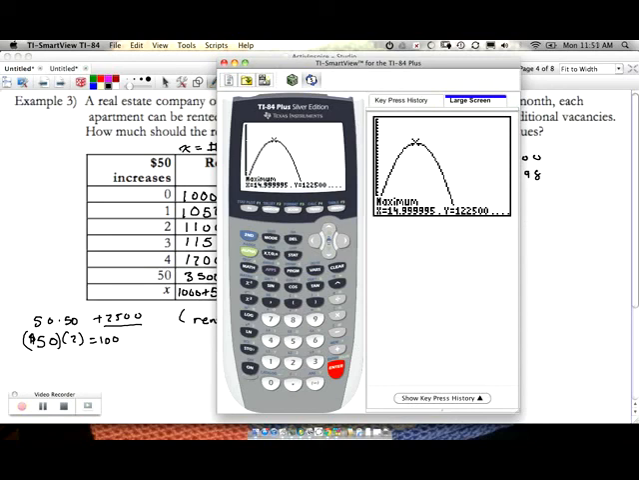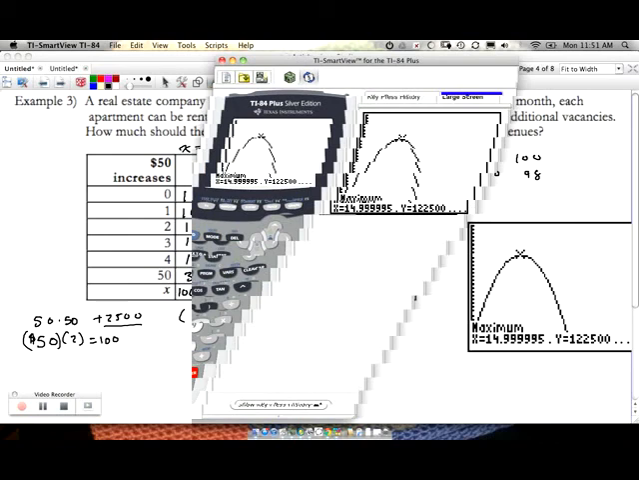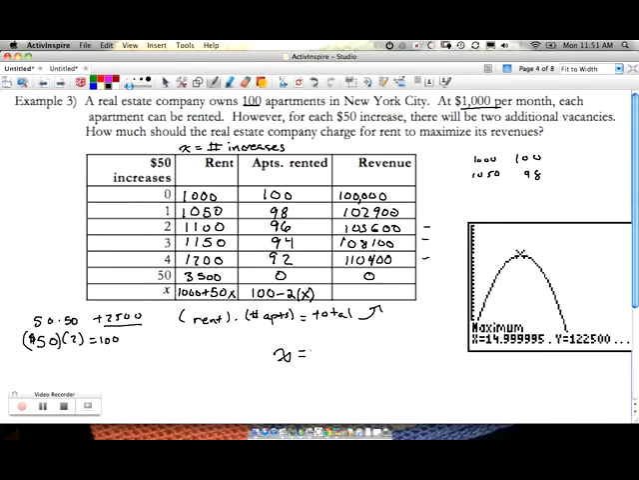And we have a big y value as well. So let's see what we got here. x equals 15, and the revenue is going to equal 122,500. That's a lot of revenue. So it looks like we're going to lose about 30 apartments. Out of 100, if we're renting 70 of our apartments, we're reaching a maximum revenue.